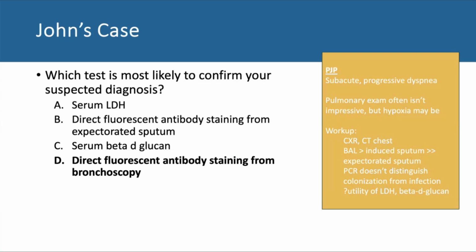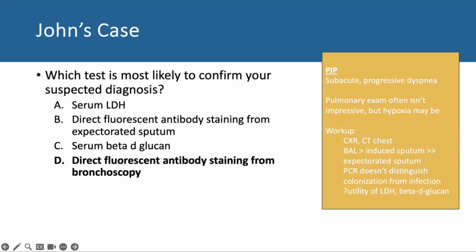This is a typical presentation of pneumocystis, in that it's someone with a CD4 count generally below 200, not on antiretrovirals, not taking prophylaxis. In people with HIV, it typically presents as a subacute progressive dyspnea that can sometimes sneak up on people over time. The pulmonary exam may or may not be impressive, but the hypoxia, especially if you get an ambulatory O2 sat, is often impressive. Our typical workup is chest X-ray and CT chest.